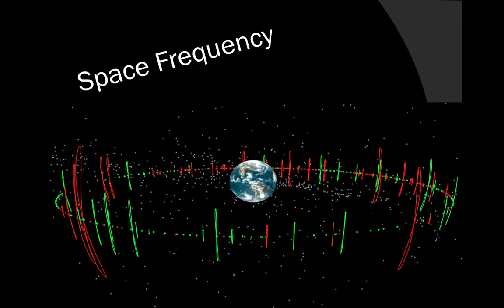Space frequency. The space frequency describes rate changes of a signal in the space, such as changing the pixel intensities on a picture.